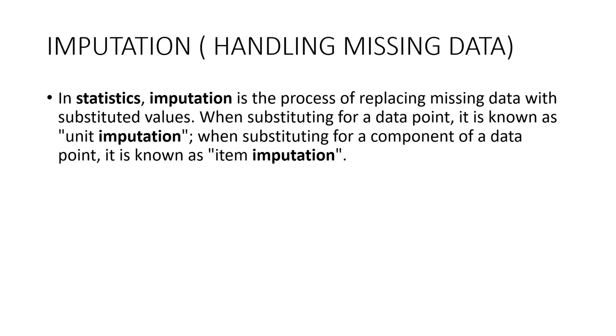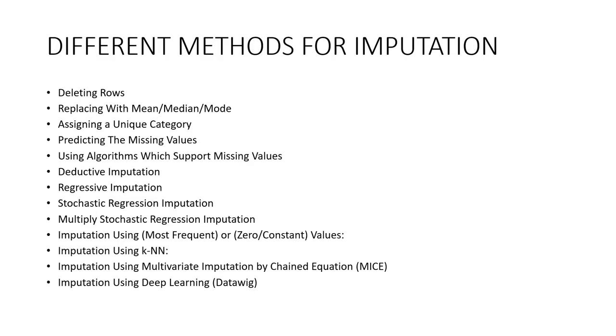In statistics, imputation is the process of replacing missing data with substituted values. When substituting for a data point, it's known as unit imputation. When substituting for a component of a data point, it's known as item imputation.